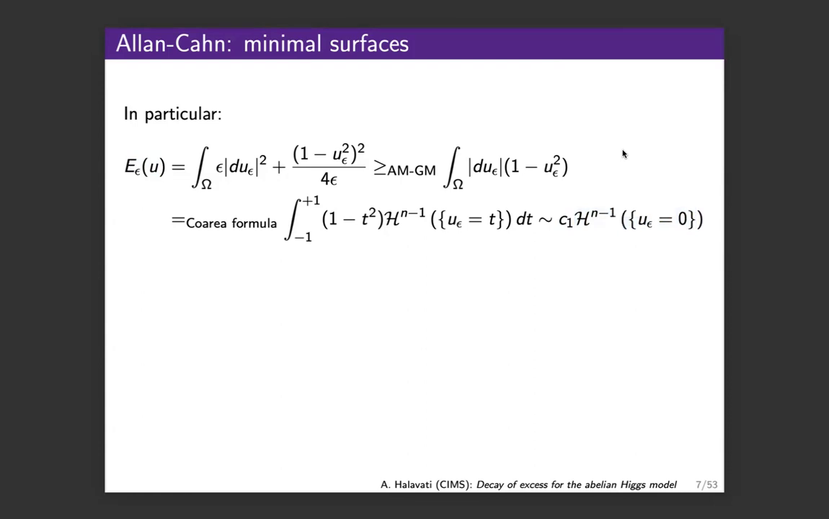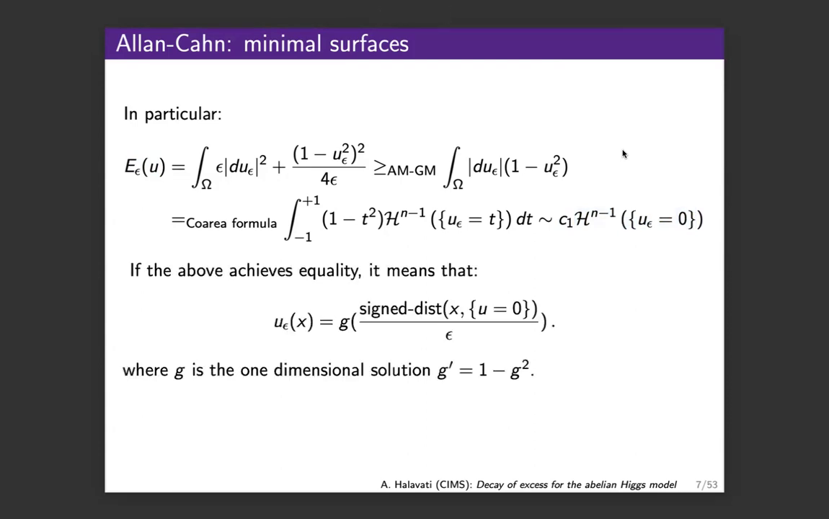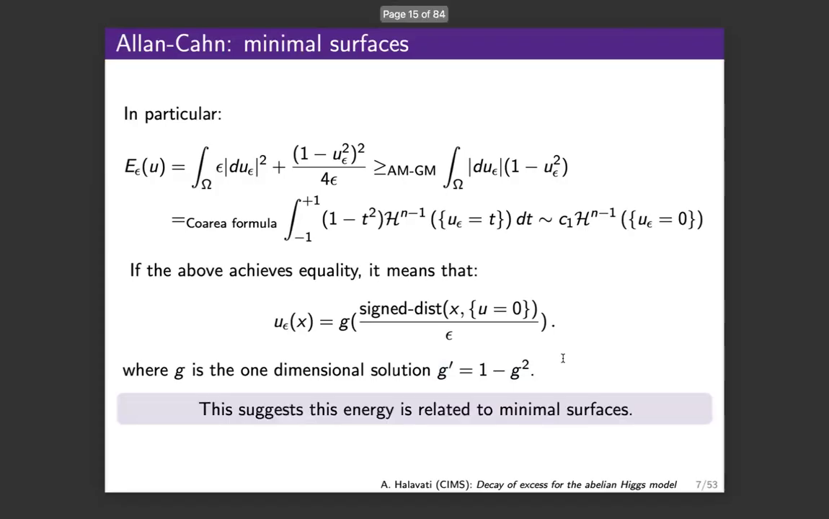And in particular, if the above achieves equality, so think about a point near the transition layer, the gradient points in the normal direction, right? And if you think that these two energies are balancing, basically, the AM-GM inequality is an equality, you can see that in this normal direction, you're solving an ODE, right? So basically, you're putting a bunch of solutions of this ODE in the transversal directions, rescaled by epsilon, right? And the solutions of this ODE basically look like tanh, the hyperbolic tangent, right? So all of this hand waving is to convince you that this energy is related to minimal surfaces, right?